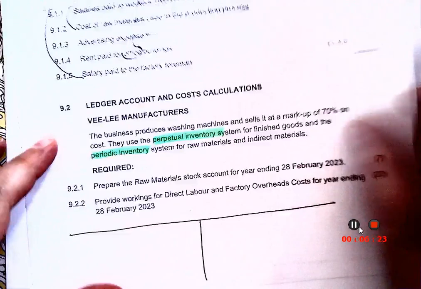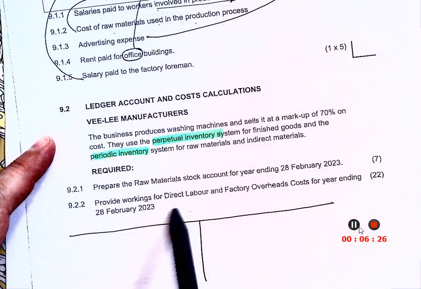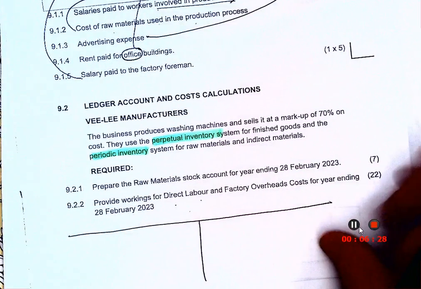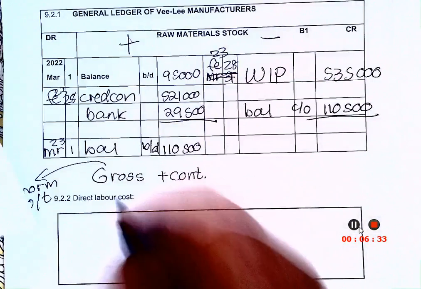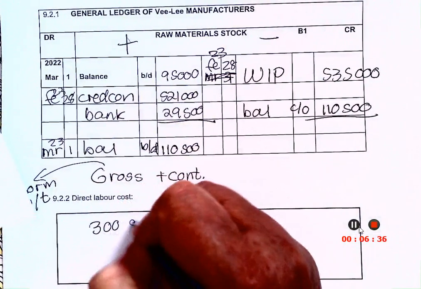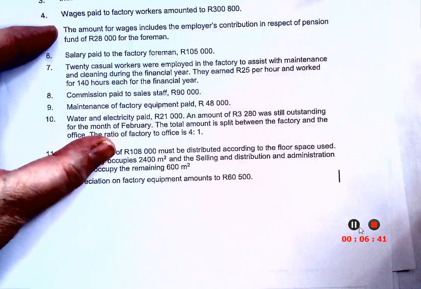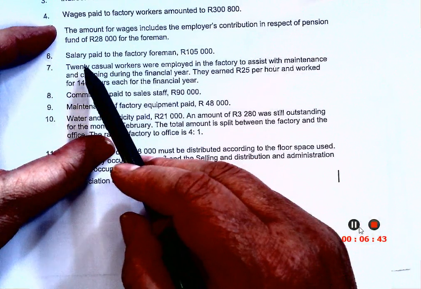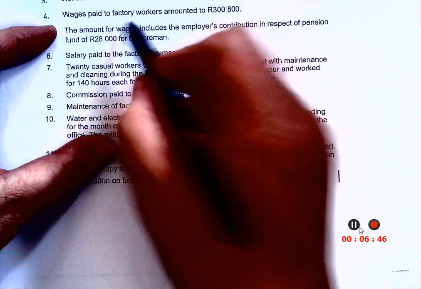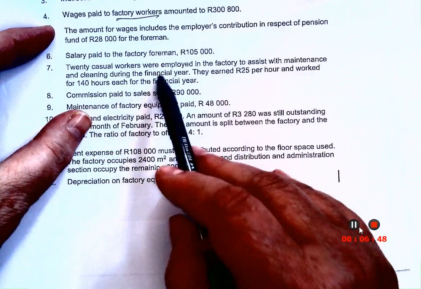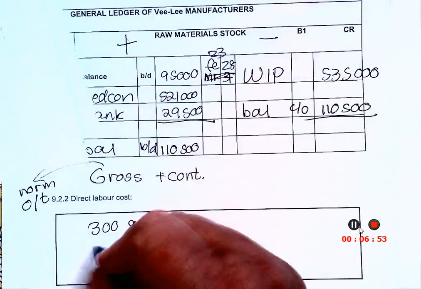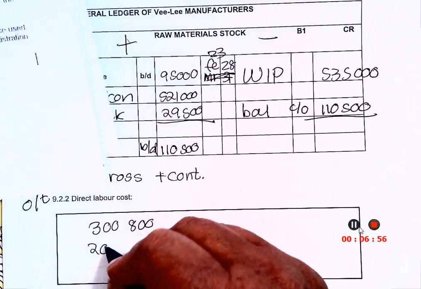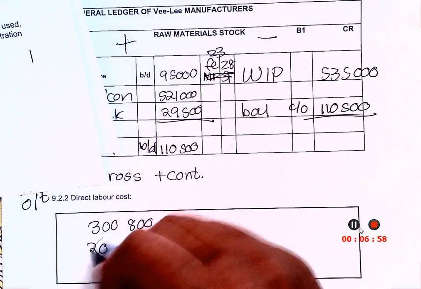They ask us to provide workings for direct labor cost. They say wages paid to factory workers was 300,800. So what did we calculate? Was there any other thing going on? Oh, yes, there is more. 20 casual workers were also employed. I think this is extra. So 20 workers were employed in the factory to assist with maintenance and cleaning.